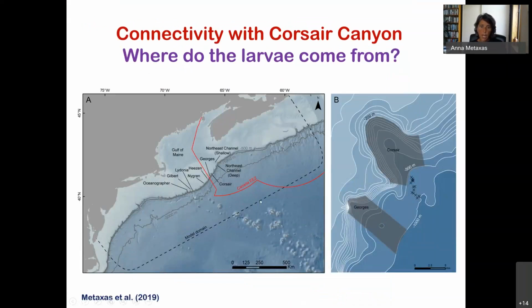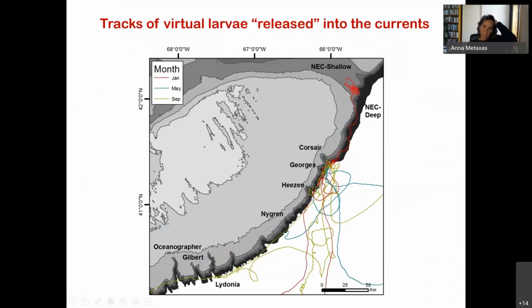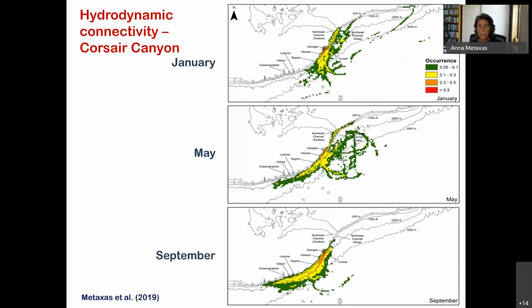And so we wanted to see, where do the larvae come from and that end up in Corsair? So we don't care so much about where they go when they leave Corsair, but we want to know how is Corsair Canyon maintained? How are those populations maintained? And so here's some example tracks of larvae that were released in different parts. So this is one that was released from Canada. And these are simulated tracks of larvae that were released from other parts. And so here's what we found. We found that where larvae come from depends on what the season is that those larvae are in the water.